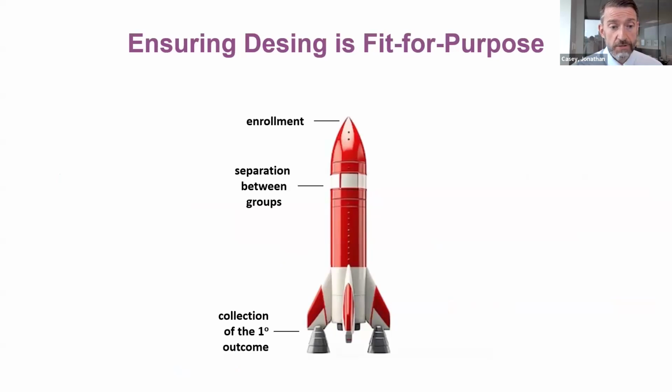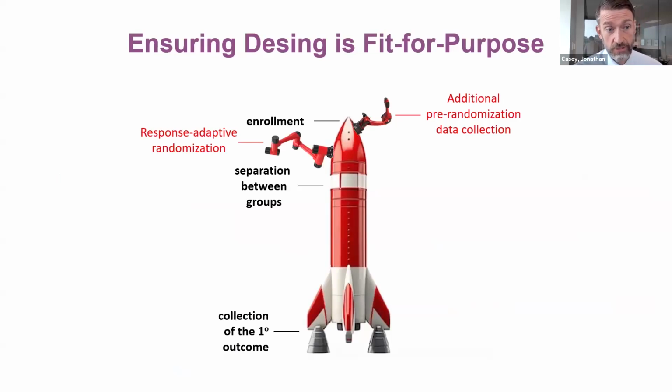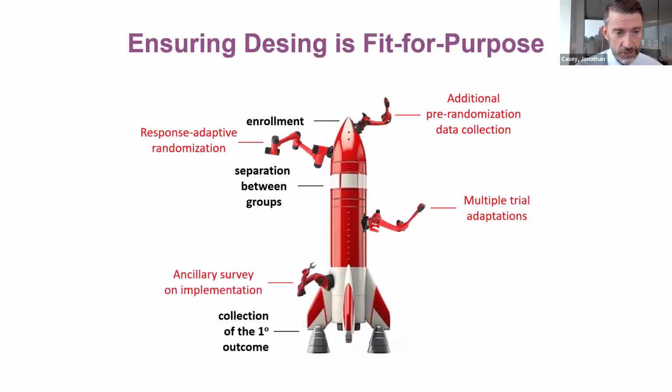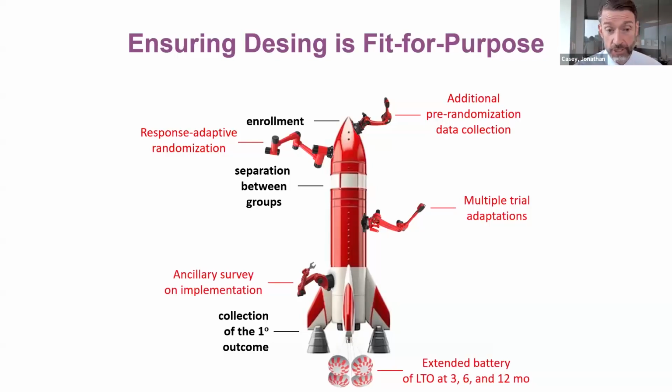But there are many other things that you might want to do that, for specific trial goals, are not just helpful, but might be critical to accomplishing your study goals. And those could include additional pre-randomization data collection. They could include things like adaptive randomization, multiple trial adaptations, ancillary surveys on implementation, extended batteries of outcome collections at 3, 6, and 12 months. But it's also worth noting the more of these features we add, the more impact they might have on logistical efficiency. And I think there are often trade-offs that are unrecognized when we make some of these decisions.